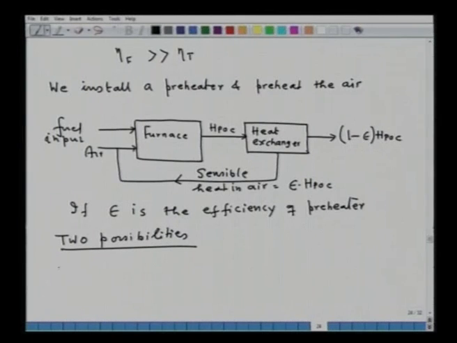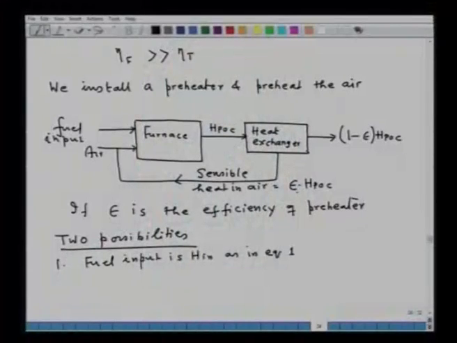Say in case one we keep the fuel input H in, as in equation 1. That is, we are not changing the fuel input. In other words, we are not changing the heat input. If epsilon is the preheater efficiency, then epsilon into H POC is the heat recouped and sent back to the furnace.